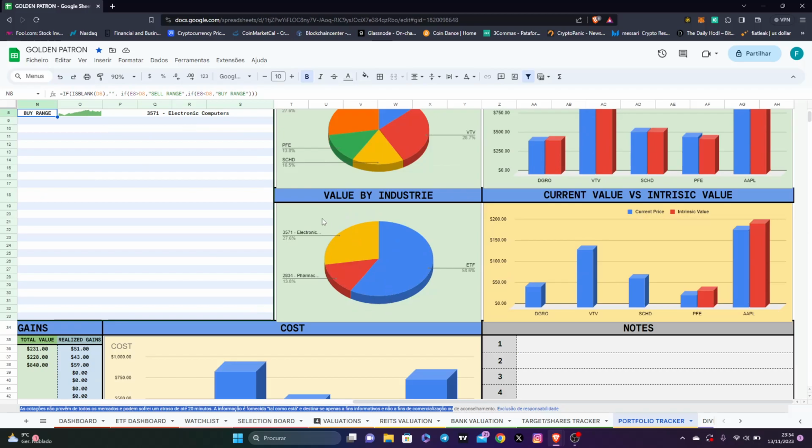Down here we have by industry. This is to show us how much percentage we have per industry. It just aggregates everything, leaving it really nice. Over here we have the current value versus the intrinsic value. We don't have it for the ETF because you can't find the intrinsic value for an ETF. But for the stocks, we can see that the intrinsic value is still above the current price, which makes us feel a little safer.